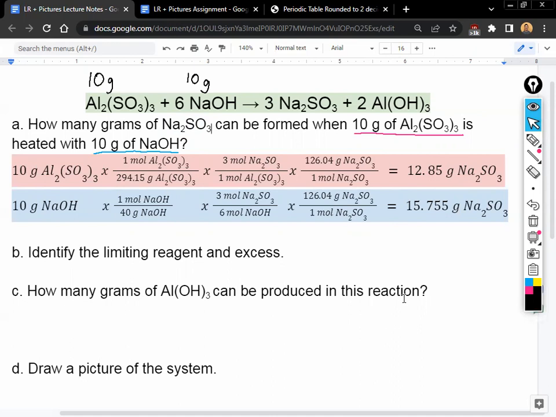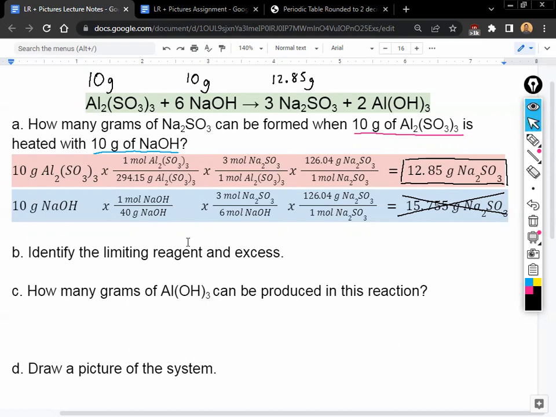Now, we already know how to pick the correct answer. Which number should we pick? The smaller one, yeah. So the smaller number is 12.85. And so this is the correct answer for part A. And the bigger one, we can just ignore. So what that means is if we react 10 grams of this guy and 10 grams of this guy, we are going to produce 12.85 grams of this guy right here, okay? So far, so good? Okay, this should be a review from what we've been doing.